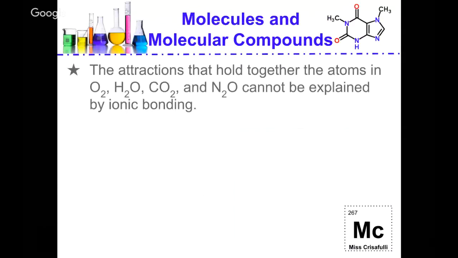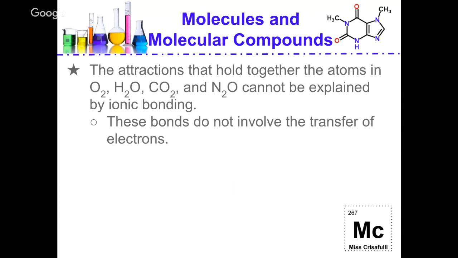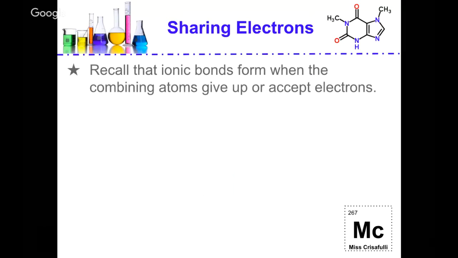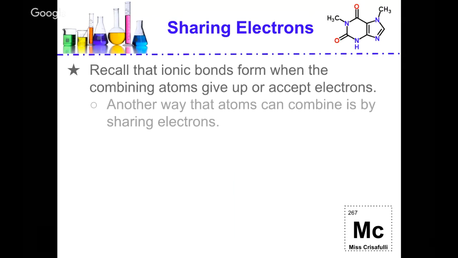The attractions that hold together the atoms in O2, H2O, CO2, and N2O cannot be explained by ionic bonding. The main reason for this is because they are all molecules that are made between non-metal atoms. These bonds do not involve the transfer of electrons like ionic bonds do. Remember, ionic bonds form when combining atoms give up or accept electrons.